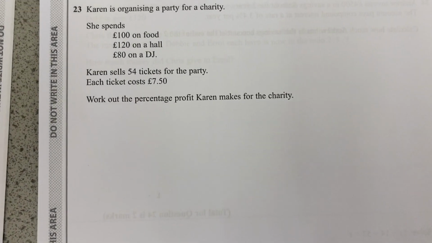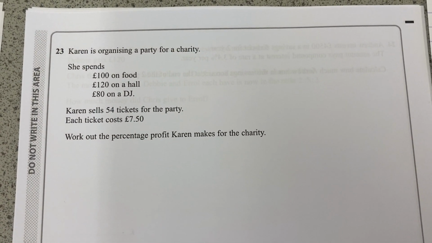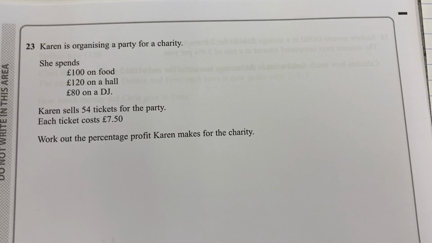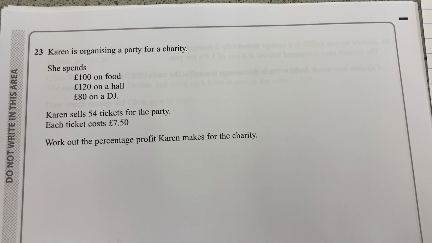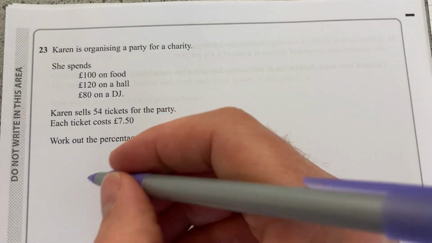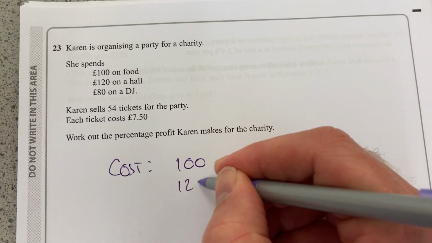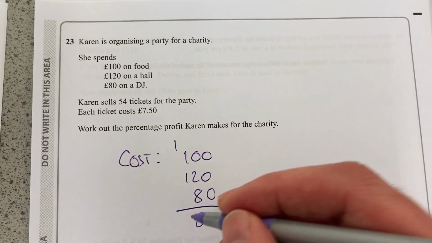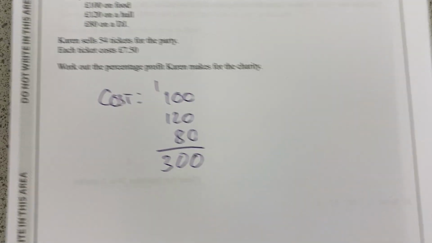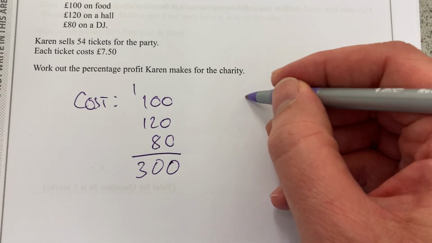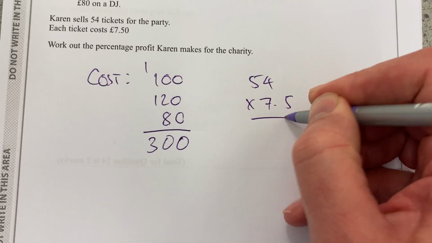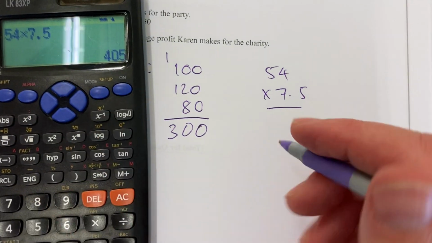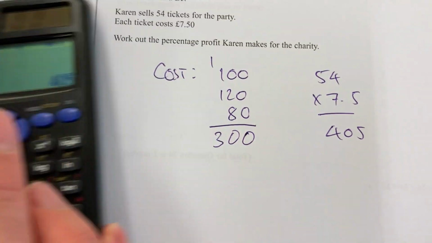Right, Karen is organizing a party for a charity. She spends £100 on food, £120 on a hall, £80 on a DJ. Karen sells 54 tickets for the party and each ticket costs £7.50. So let's work out her costs first. 100, 120 and 80. I do have a calculator, but let's just work that out like that. So she's spent 300. She's now earned 54 times £7.50. This one I will use a calculator for. She's earned £405.